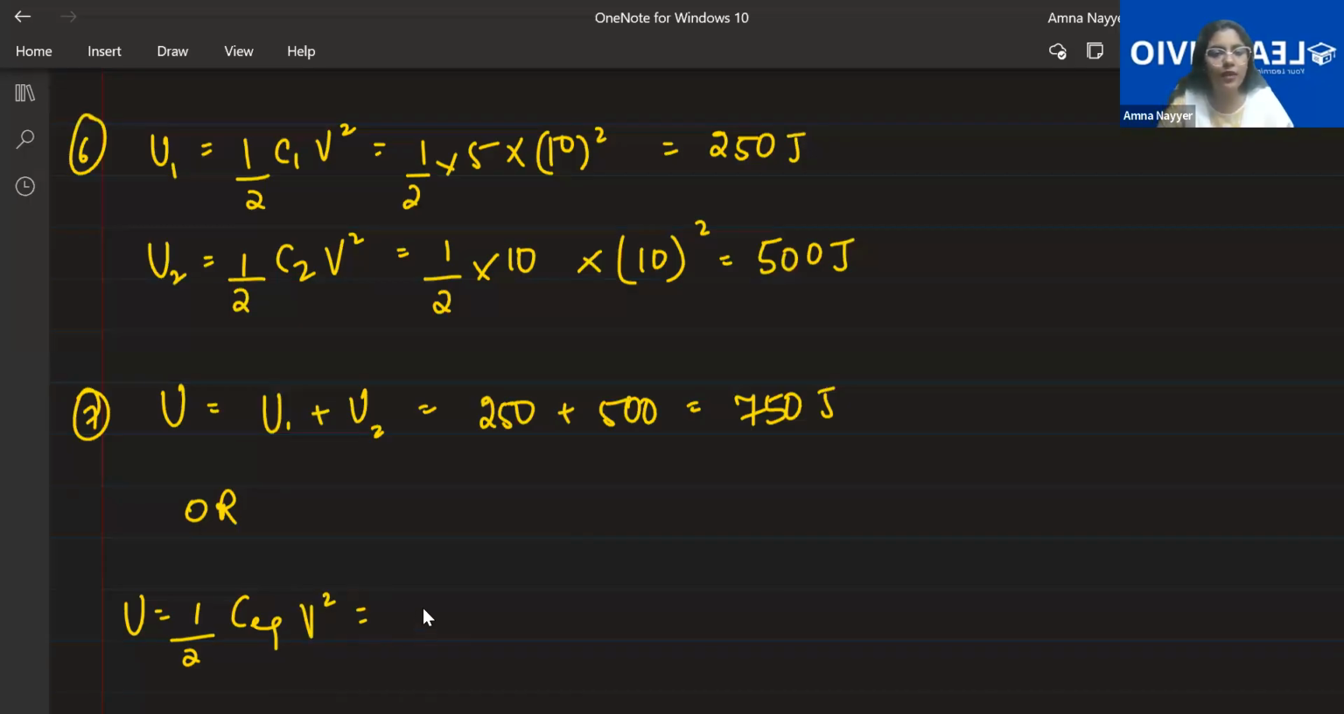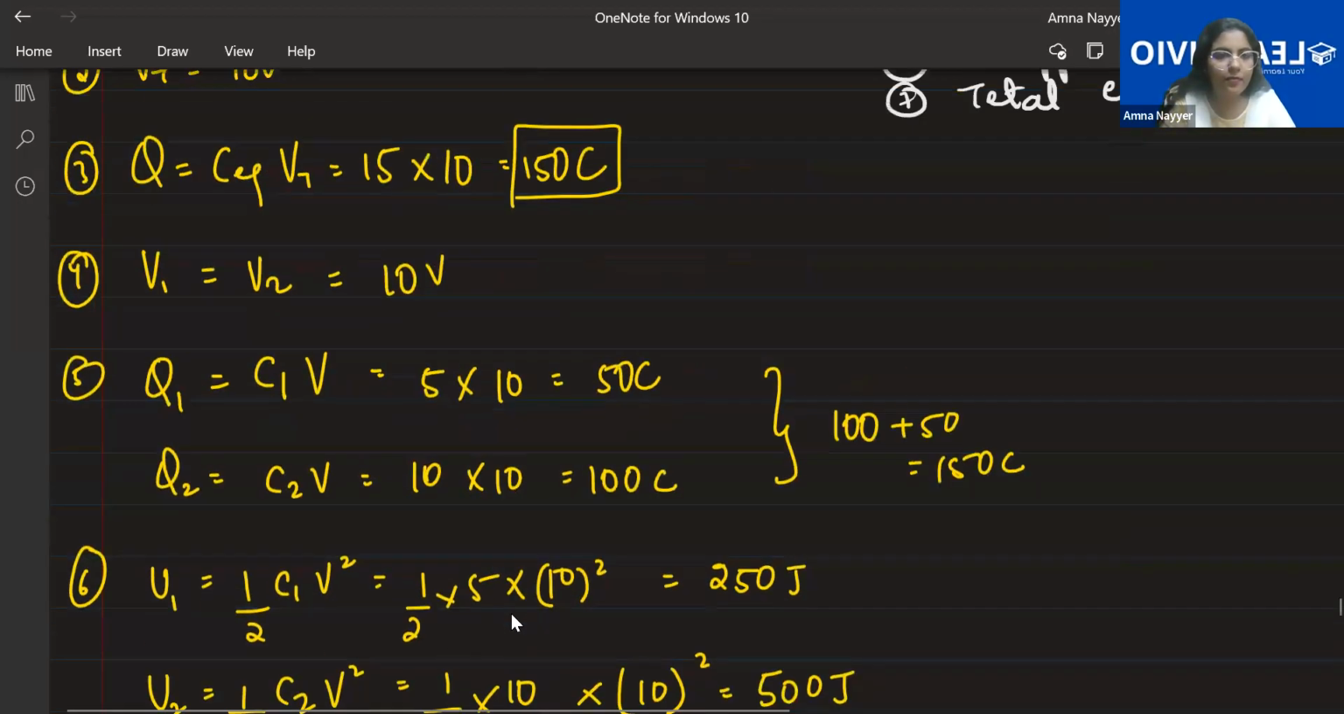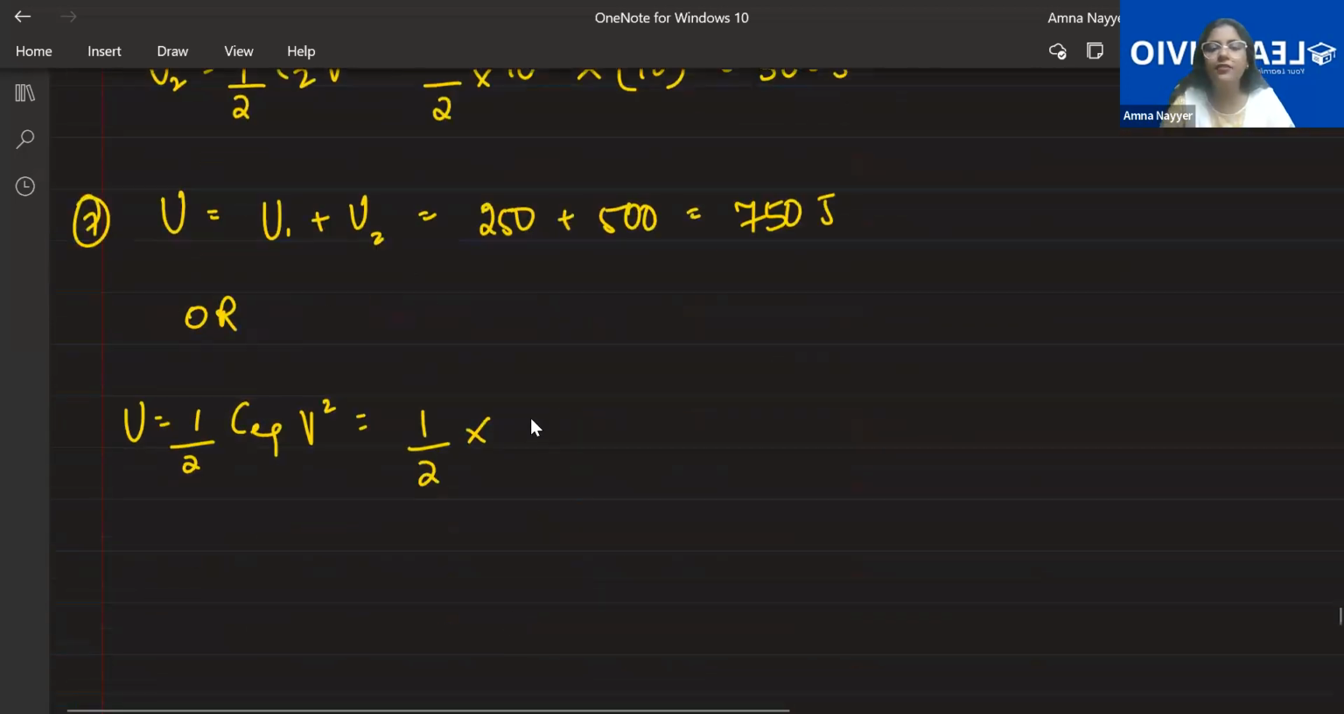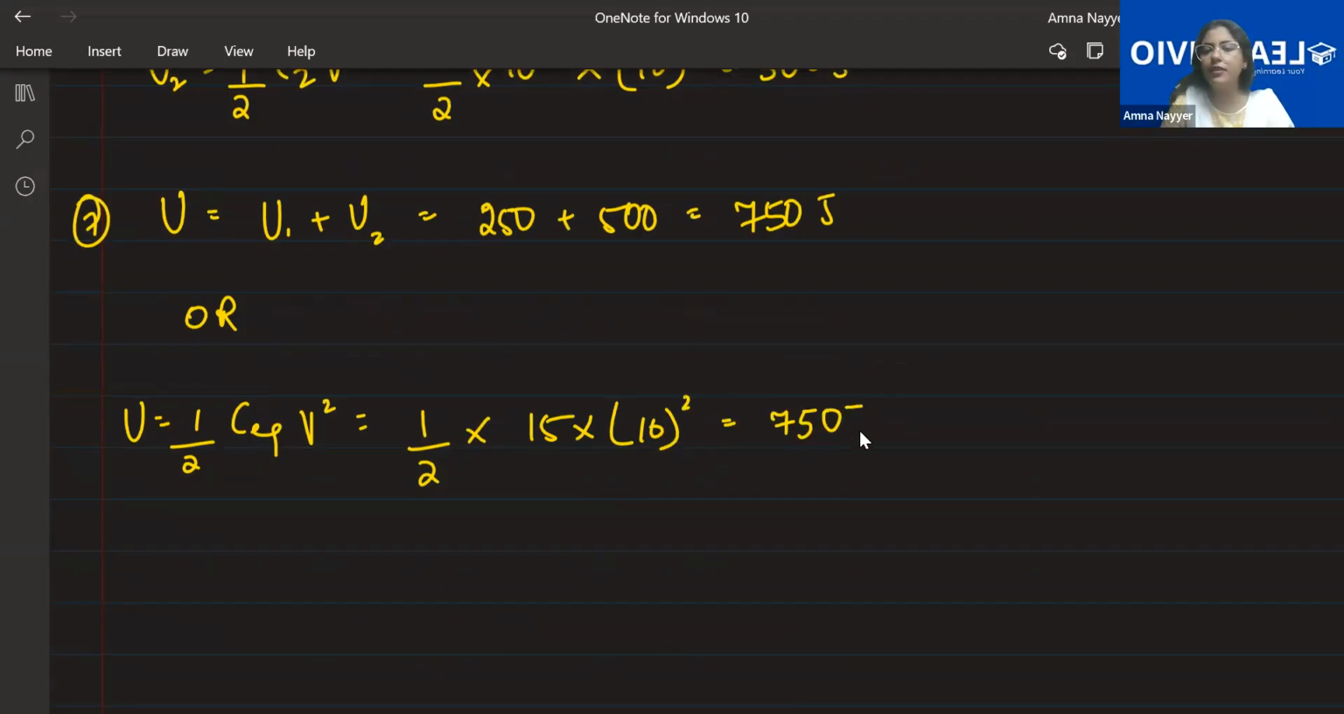Half C equivalent V square will be it. What was our C equivalent? 15. So half into 15 into 10 whole square, that is 1500 by 2, which is 750 joules. So you'll get the same answer.